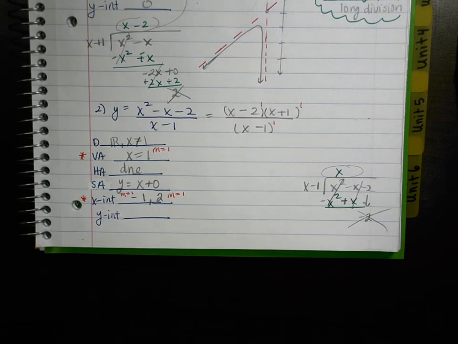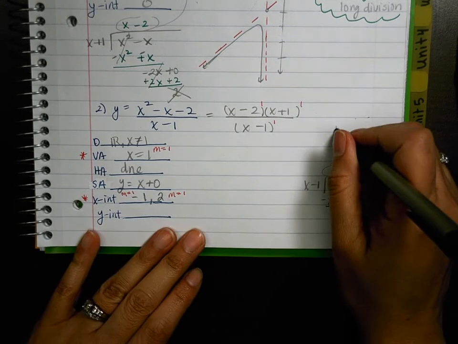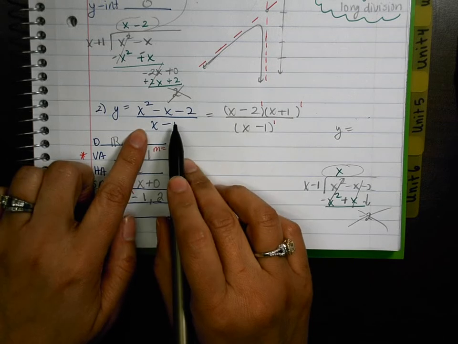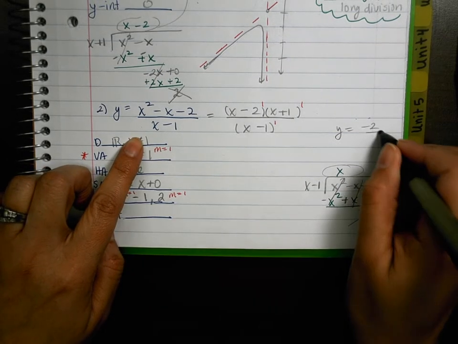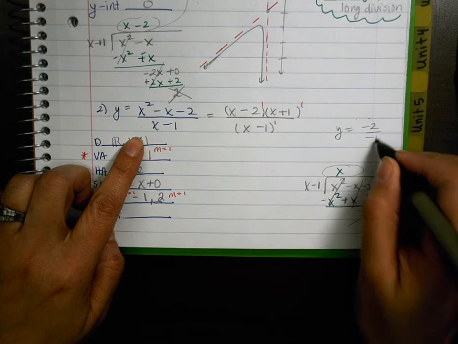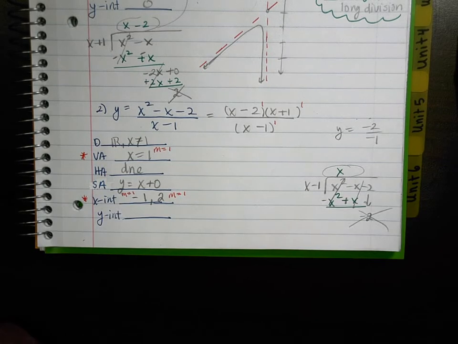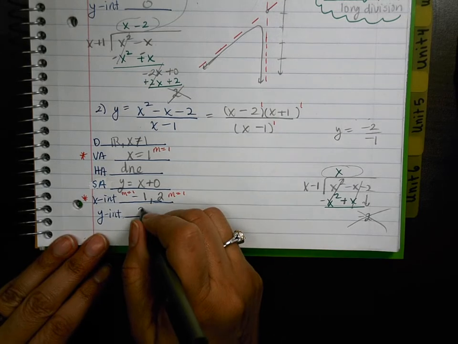Y-intercept, plug in 0. The easiest place to plug it in is over here, because you get 0 minus 2 over 0 minus 1. What's your y-intercept? Positive 2 or negative 2? Positive 2.